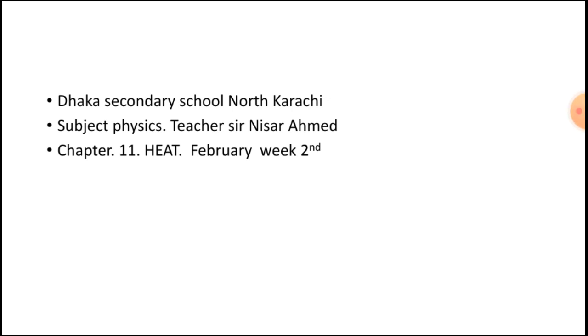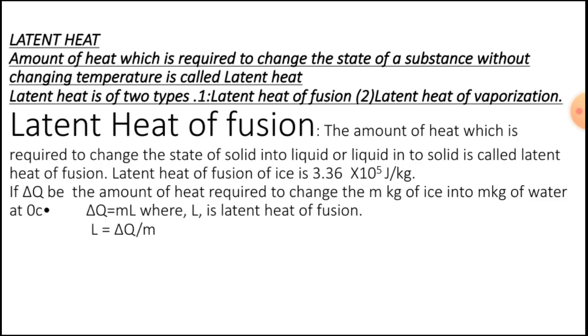Our chapter is chapter number 11 and the topic is latent heat. Latent heat: the amount of heat which is required to change the state of a substance without changing temperature is said to be latent heat. There are two types of latent heat: latent heat of fusion and latent heat of vaporization.